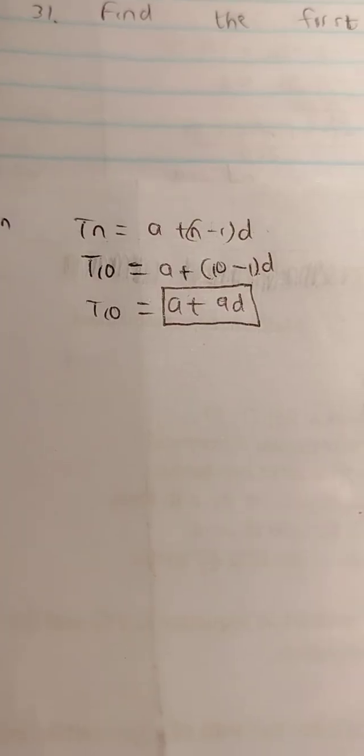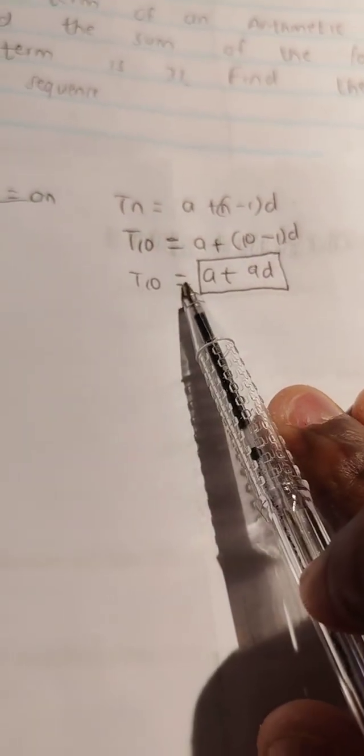Term 2 would be A plus D. Term 3 would be A plus 2D. Term 4 would be A plus 3D. Term 5 would be A plus 4D. Term 6 would be A plus 5D. Term 7 would be A plus 6D. Term 8 would be A plus 7D. Term 9, A plus 8D. Term 10, A plus 9D. So you guys get the point, that basically we can state certain positions of specific terms in terms of A and D.